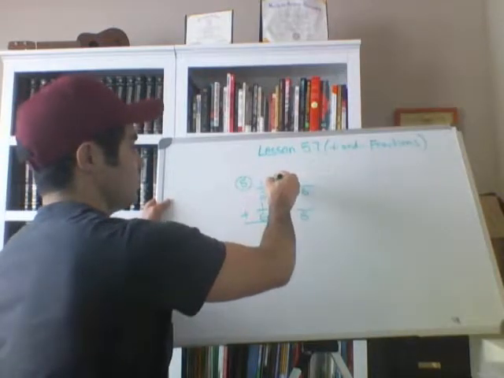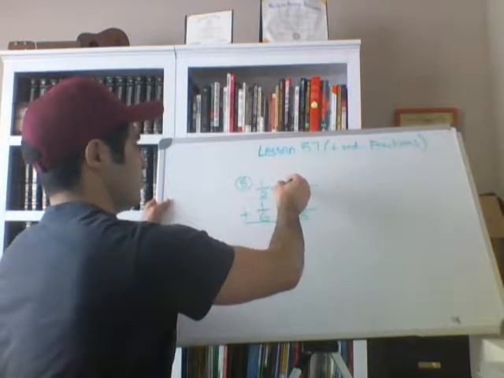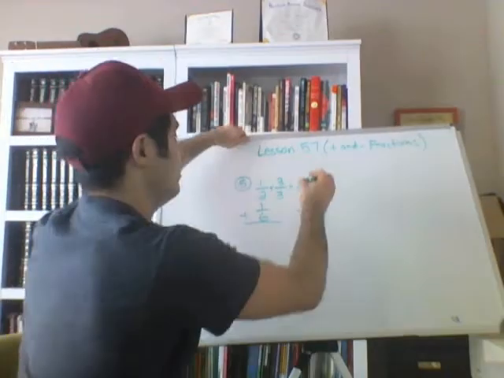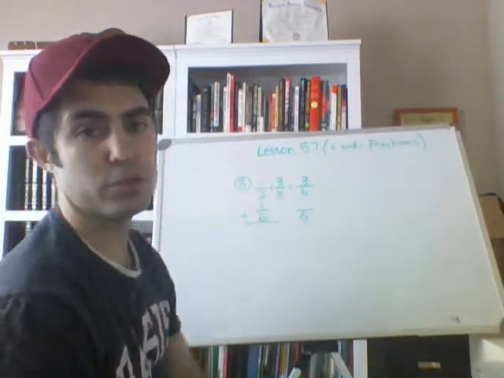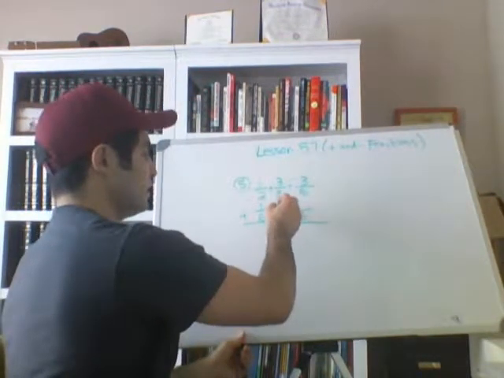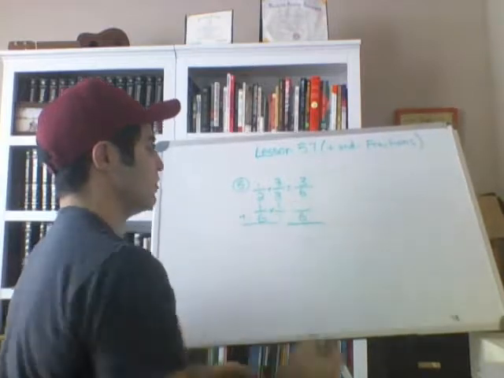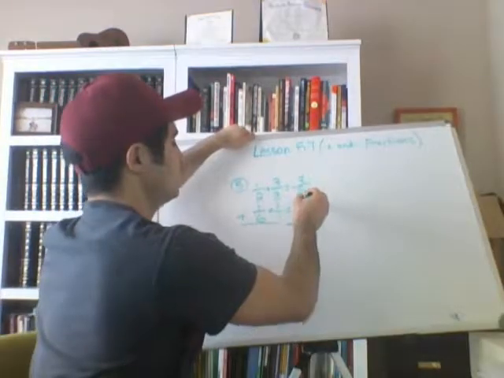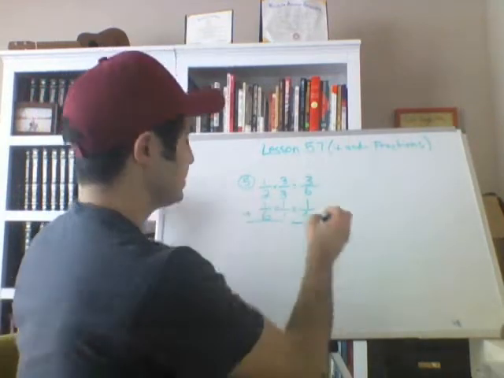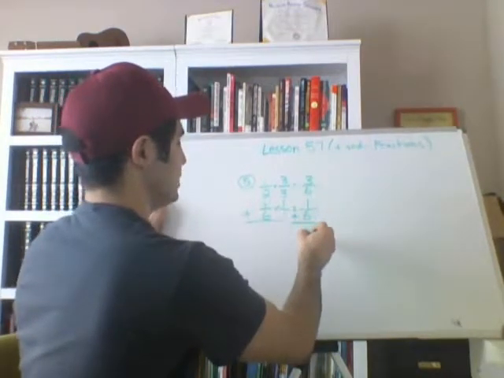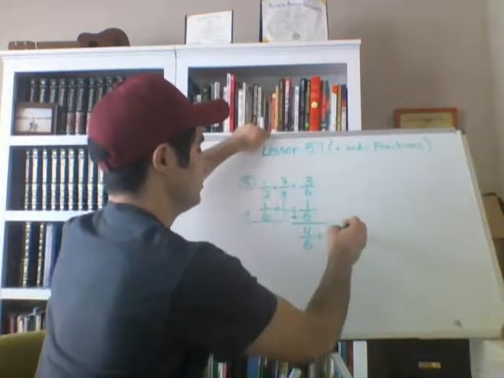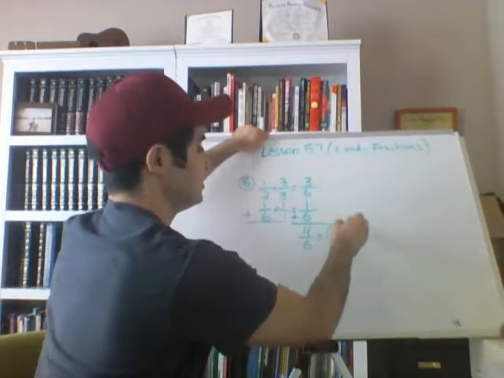So 2 times what equals 6? And that, of course, is 3. So I'm going to multiply this by 3/3. 1/2 equals 3/6. Alright, now I'm going to rename this one, and for this one, I'm going to be multiplying it by 1/1, which is going to give us the exact same thing. So you've got 3/6 plus 1/6, which is 4/6. And then when you reduce, 4/6 reduces to 2/3. That's your answer.